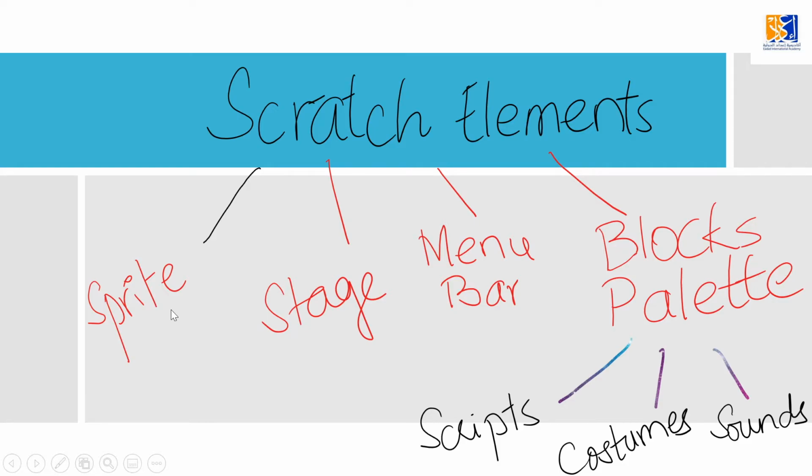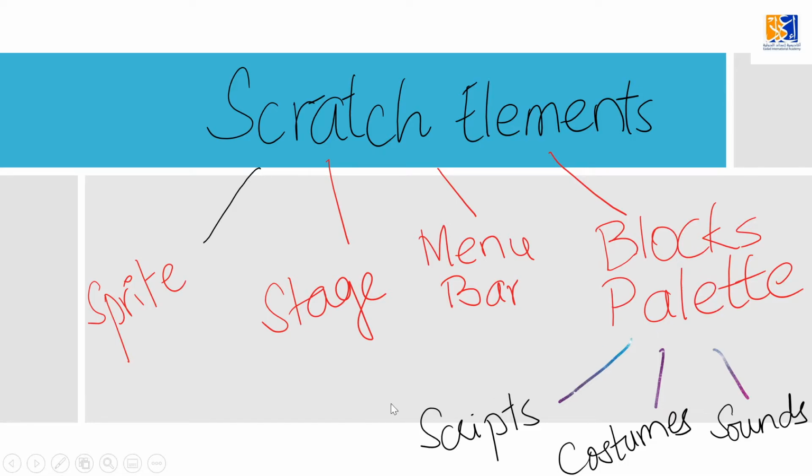Now, if I come back to sprite, sprite means the character. When we turn on our Scratch, what is the sprite we always see over there? What is the default sprite over there? A cat. Yes. Stage is the background, the backdrop of your game or of your story. Menu bar, like file, then we have edit, all those are in menu bar.